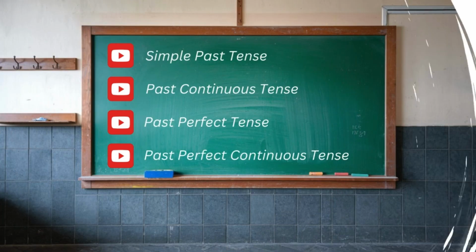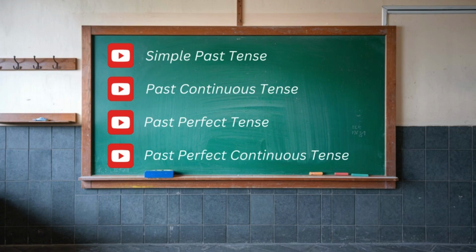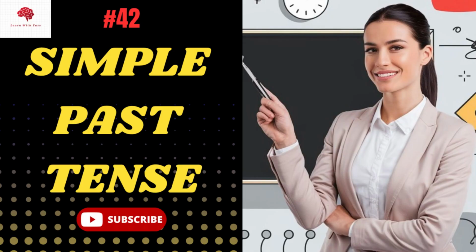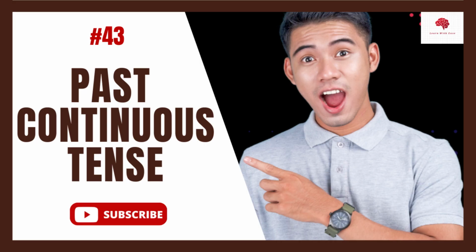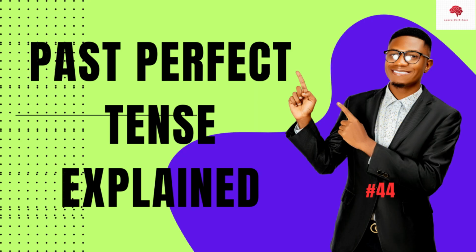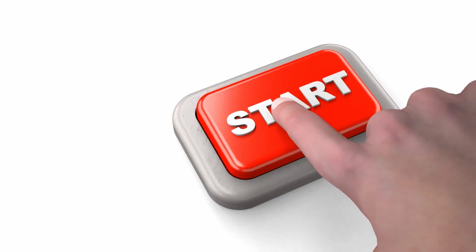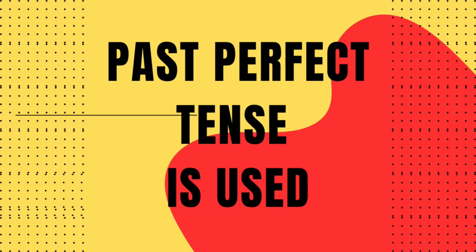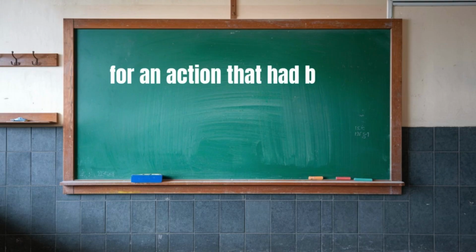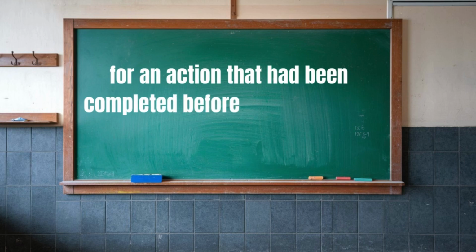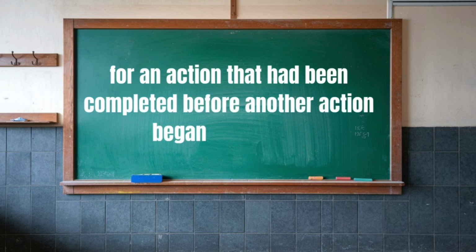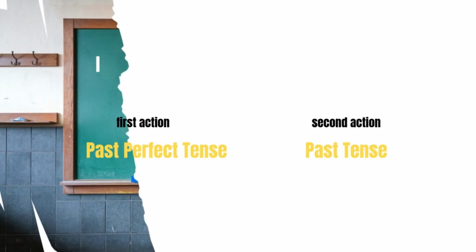Past tense, as present tense, has four forms. The first two forms, the simple past tense and the past continuous tense, have already been covered. This video is on the third form of past tense, that is the past perfect tense. So let's get started. The past perfect tense is used for an action that had been completed before another action began in the past. Now look at the screen.